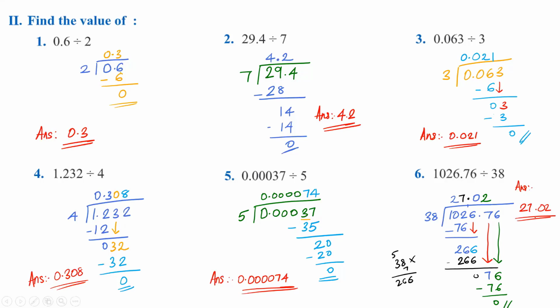The answer is 27.02. Completed. Any doubt in that? Yes, be careful. There is a lot of scope for careless mistakes. So when you do the calculation, you should be very, very careful. I've completed. Everyone completed? Shall I move to the next question?